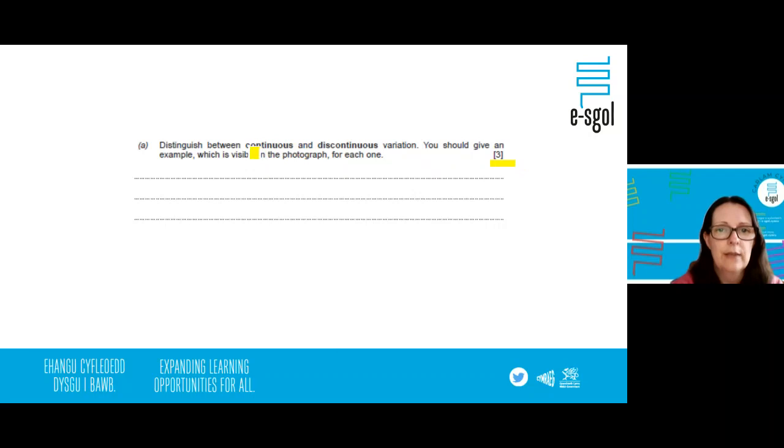So it's asking us to distinguish between continuous and discontinuous variation, first of all, and then we need to give an example that is visible in the photograph. Okay, so pause the film, write down what you think the difference is between continuous and discontinuous variation, and then think about those photographs that we just looked at previously of the wheat grain and give an example. Okay, let's have a look then.